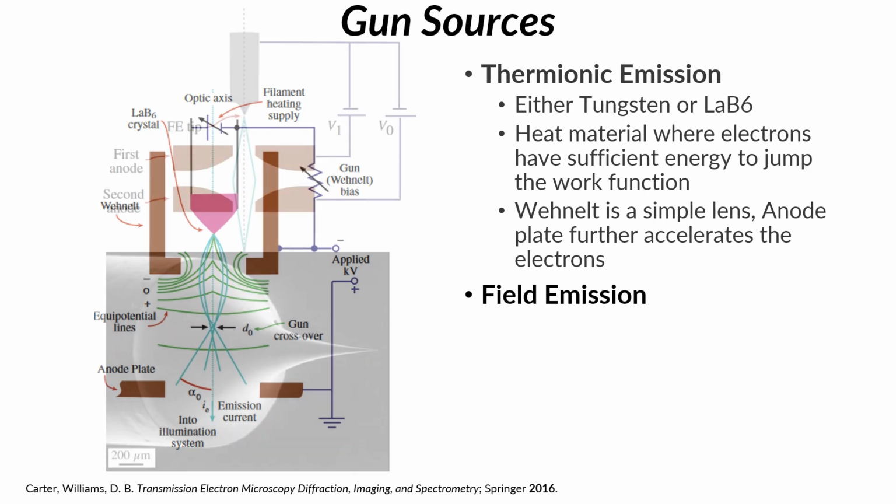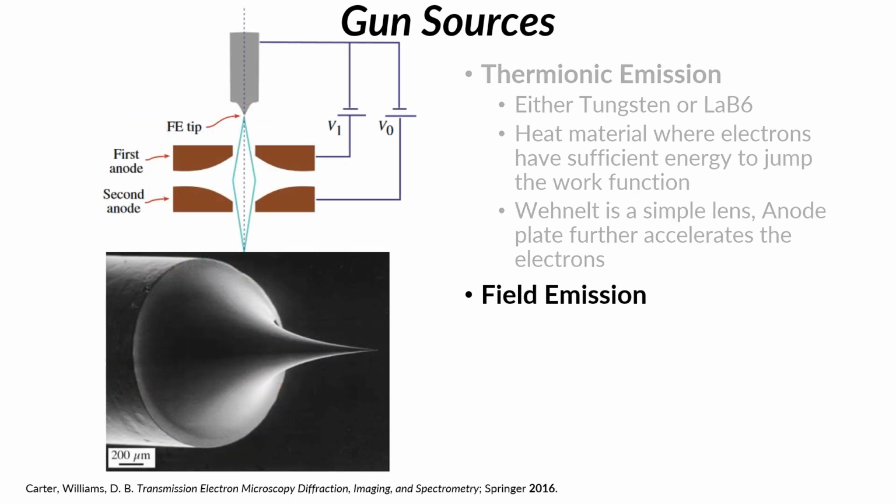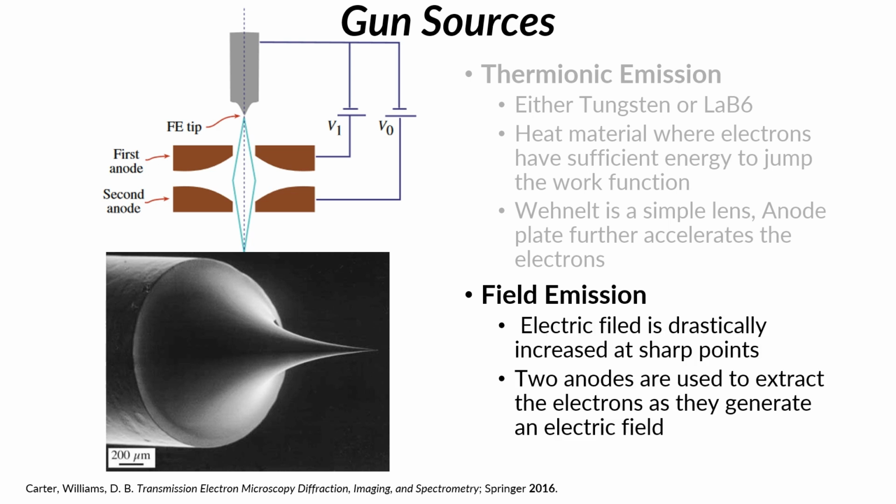The second gun source is the field emission gun. Now, this is built on the property that electric fields are drastically increased at sharp points. So they use this very sharp tip that's 200 to 2000 angstroms thin, and then they use two anodes to extract those electrons, as these generate a second electron field.